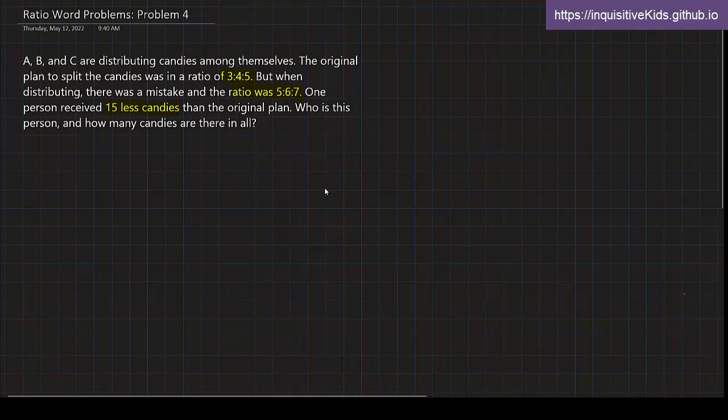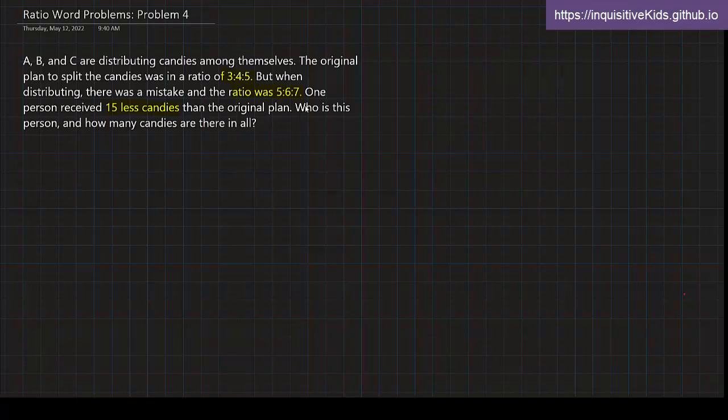Alright, so first you might be wondering, if somebody received 15 less candies, how come the ratio is bigger? Every single number here is bigger. Well, that's because these are two different ratios, right? And the two ratios are using different sized units. So this unit and this unit are different sized units.